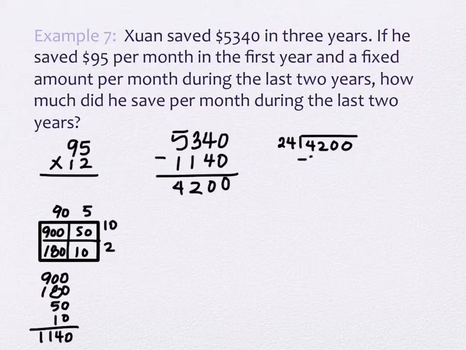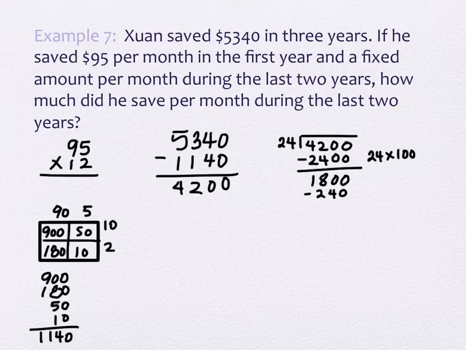So I could subtract the 24 here, right? And this would be 24 times what? 100, because there's 2 zeros I've put on the end, right? So what is 4,200 minus 2,400? It is 1,800. Good. May I subtract 2,400 again? No, I can't. But I can subtract 240, right? A 24 times 10.